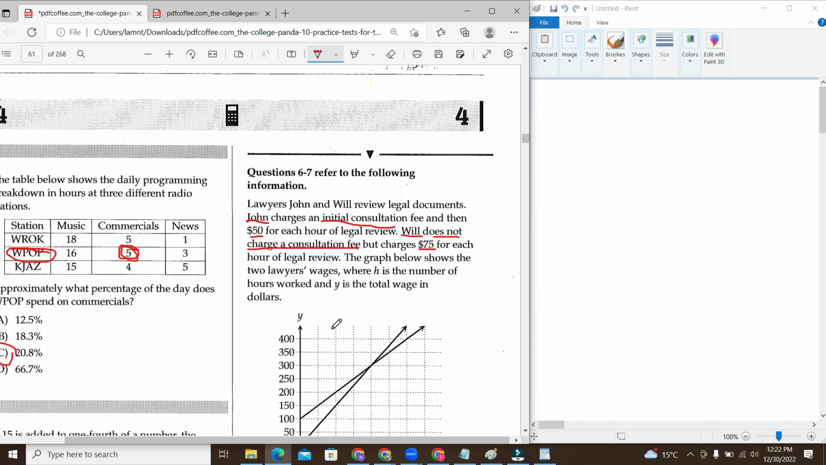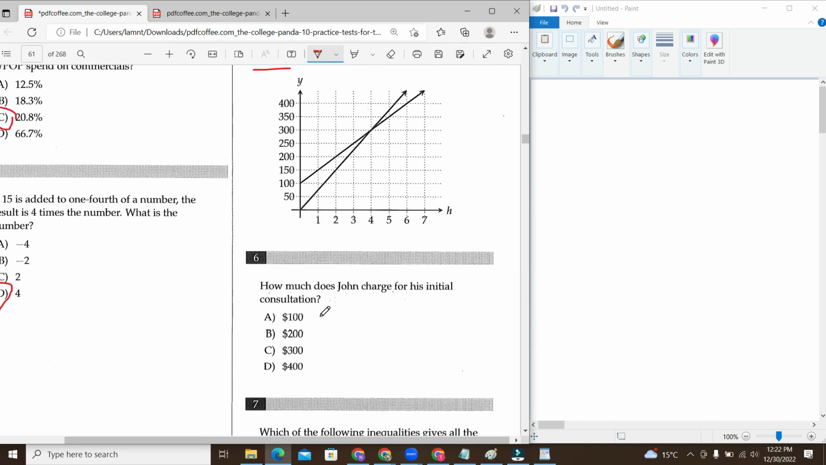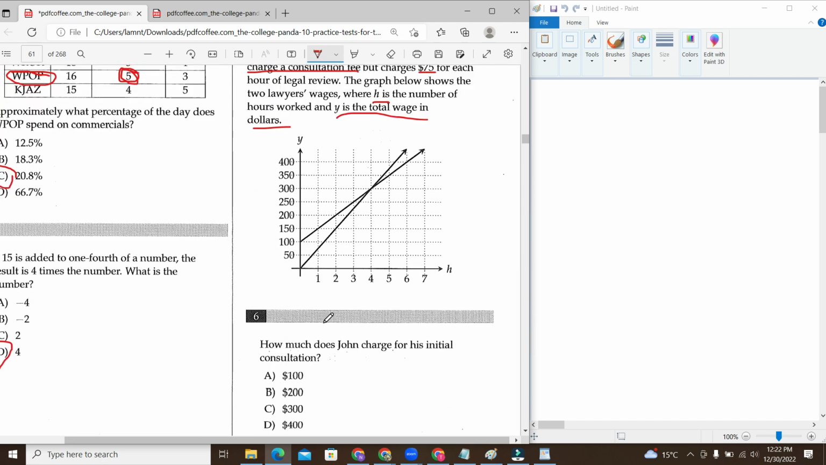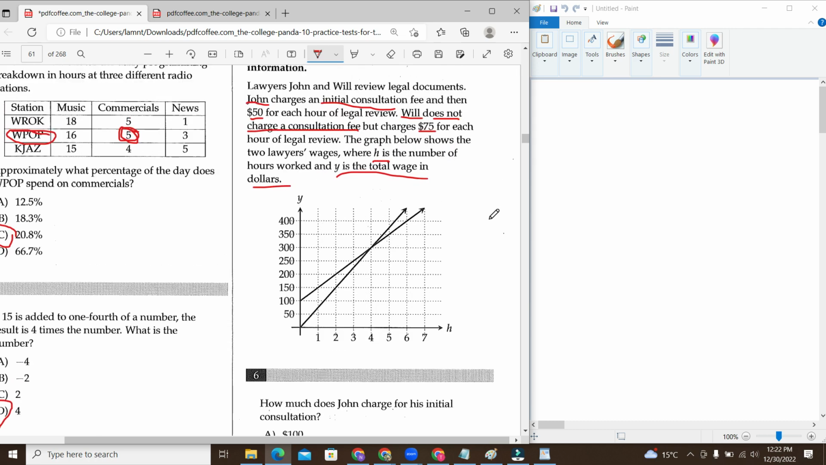The graph below shows the two lawyers' wages. H is the number of hours worked, and Y is the total wage in dollars. So we have two graphs here. We don't know which is John and which is Will.